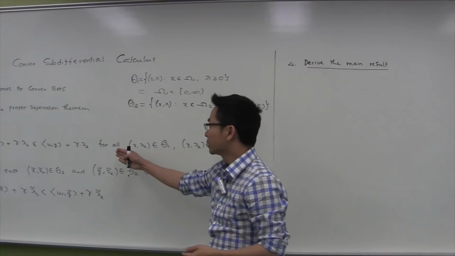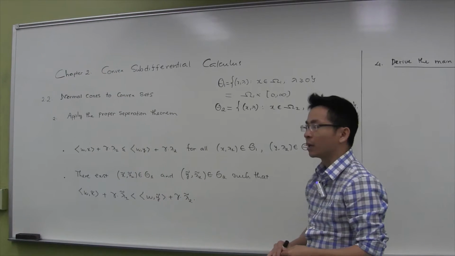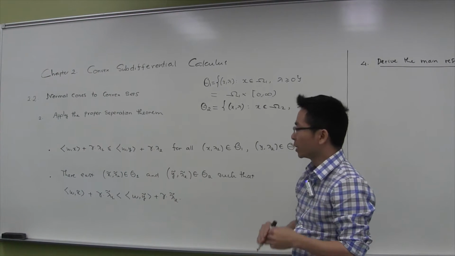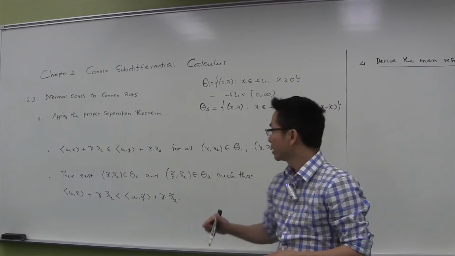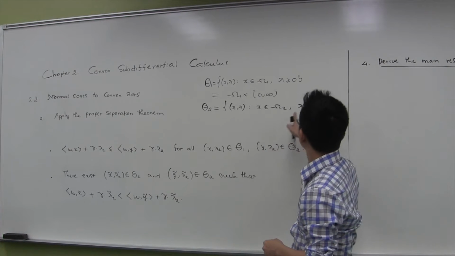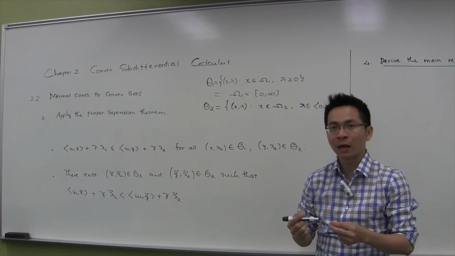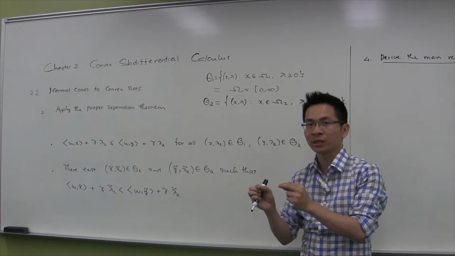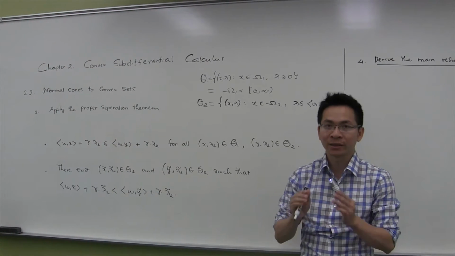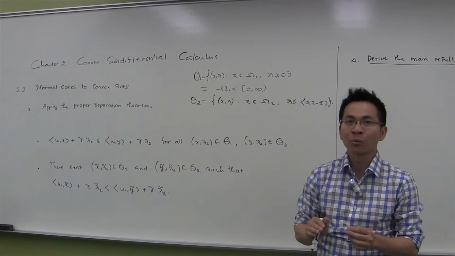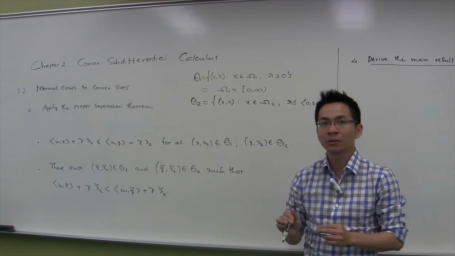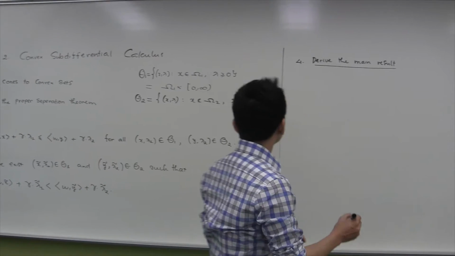Based on these properties from the proper separation theorem, we're going to show that the element V can be represented as V1 plus V2, where V1 is in the normal cone to the set omega 1 at x bar, and V2 is in the normal cone to the set omega 2 at x bar.